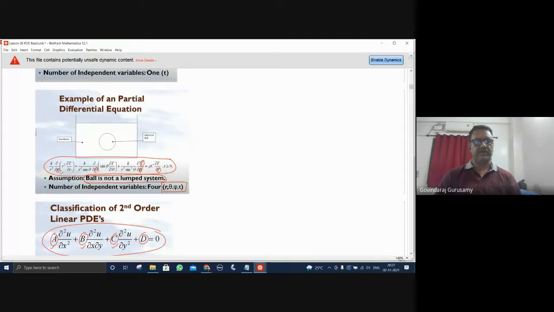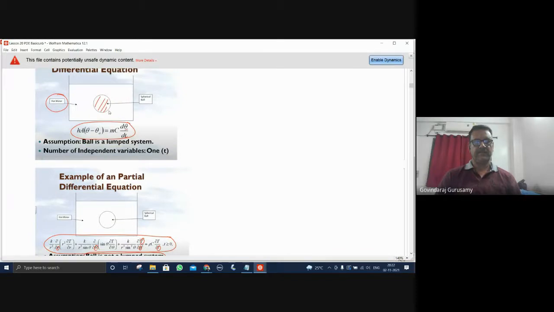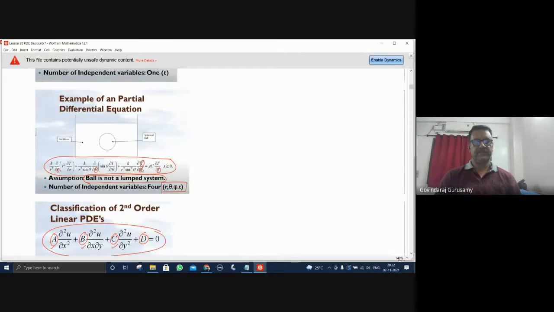Now you can see the number of independent variables. You can see R, theta, and phi are also there, plus you have a time variable. Same problem, but we are considering every aspect of independence. What happens with respect to theta when you are moving in a spherical geometry? You keep it as a spherical geometry and look at how the temperatures are distributed with respect to the radius. We can analyze that by considering all the variables, and this becomes a partial differential equation.